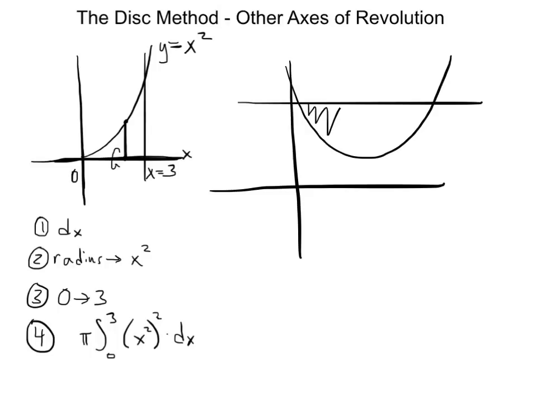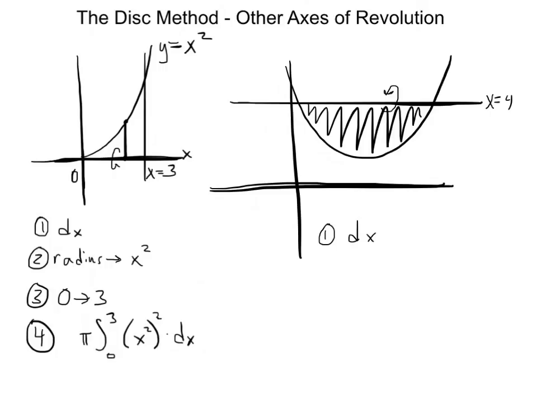And so we're talking about this region here. And let's say I want to revolve it around this line up here. Let's say this is x equals 4, right? When I revolve that around, we can even talk about it. Step 1, would it be dx or dy? And the answer is, because you're revolving around something horizontal like the x-axis, it's still going to be dx.